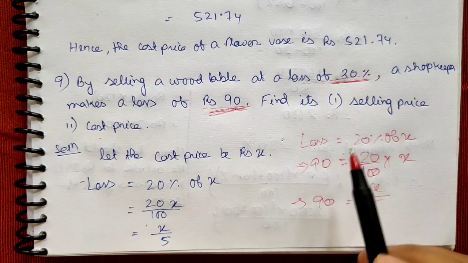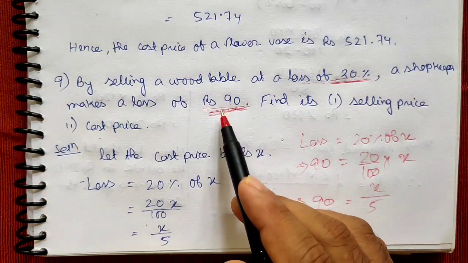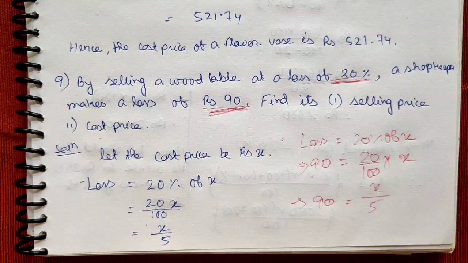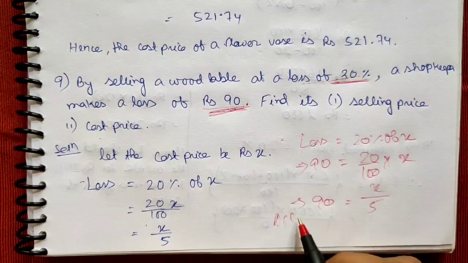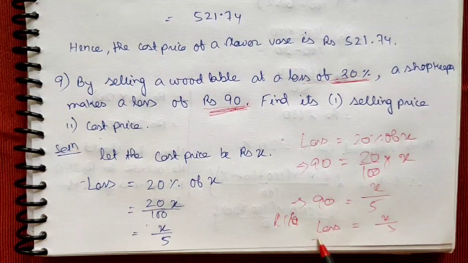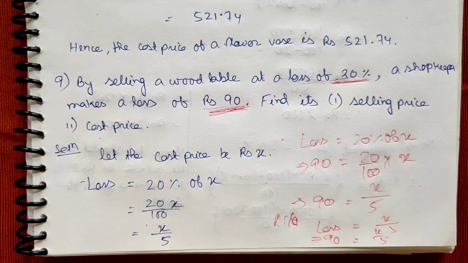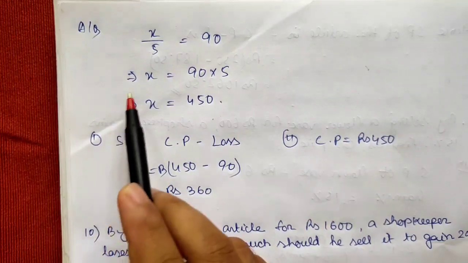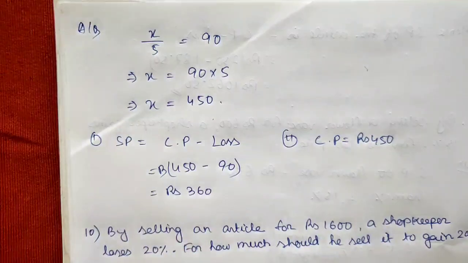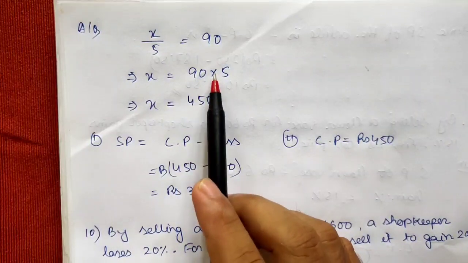So our loss is x by 5. Okay. Now we will use this relation, loss equals 20% of x. Loss here is given as rupees 90, isn't it? So according to the question, can we write that loss equals x by 5? Then in place of loss, can we write 90 equals x by 5? Yes, we can write this. So according to the question, x by 5 equals 90. Okay. Now here 5 is dividing x, isn't it? So when you change the side, it will be multiplied. So x equals 90 into 5.